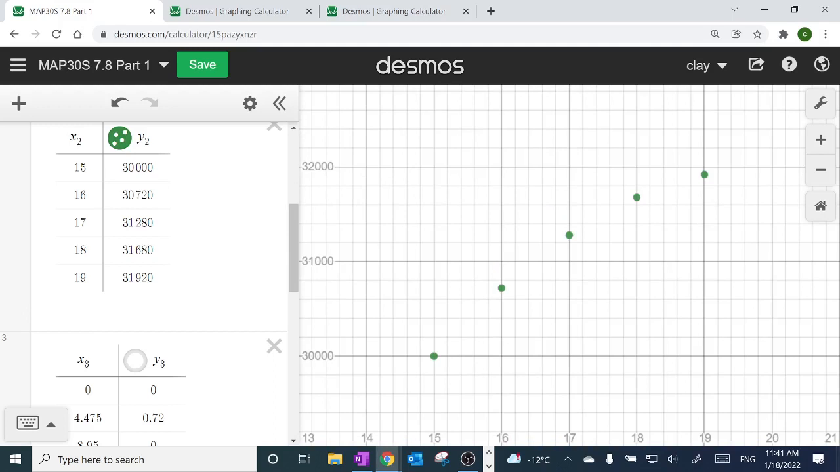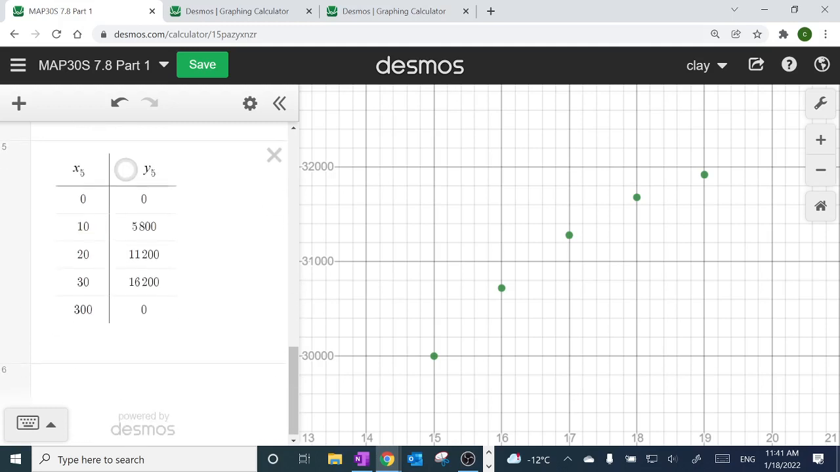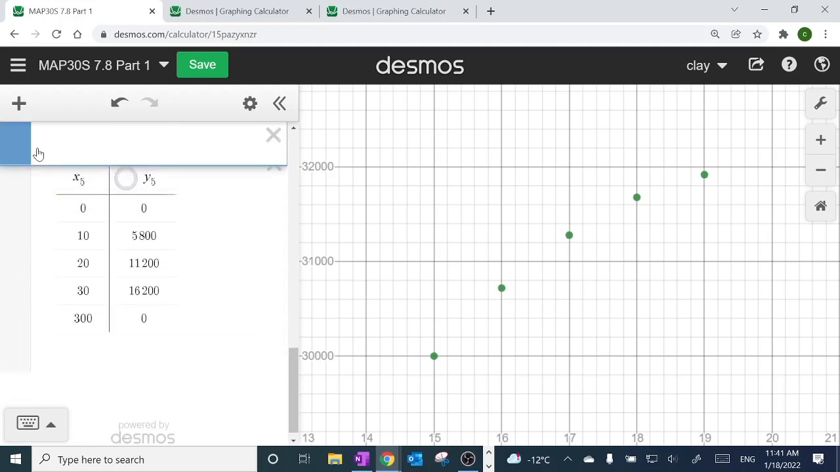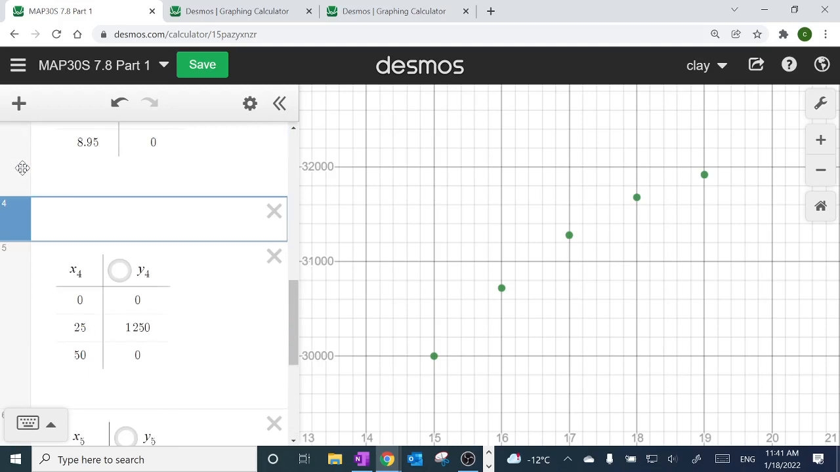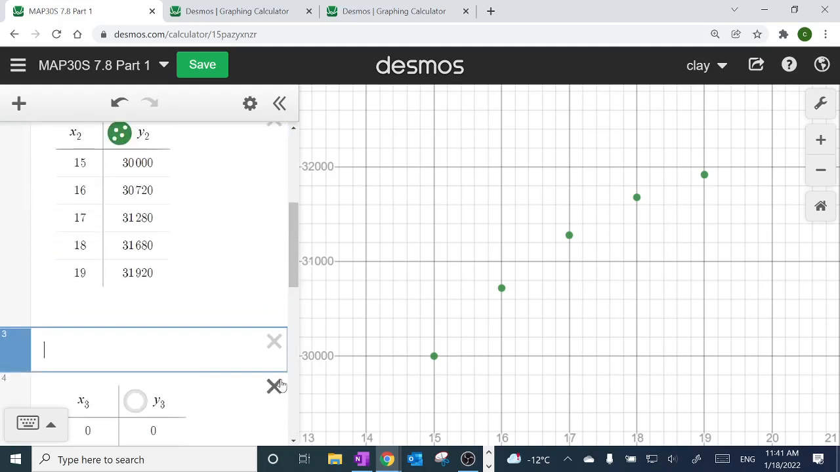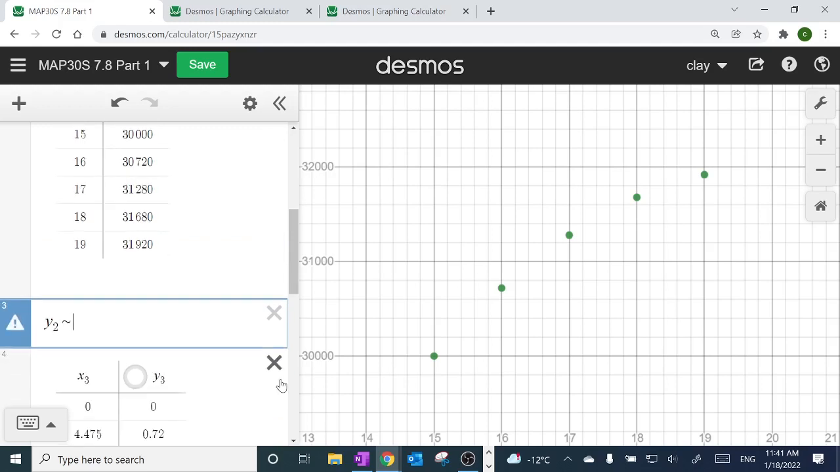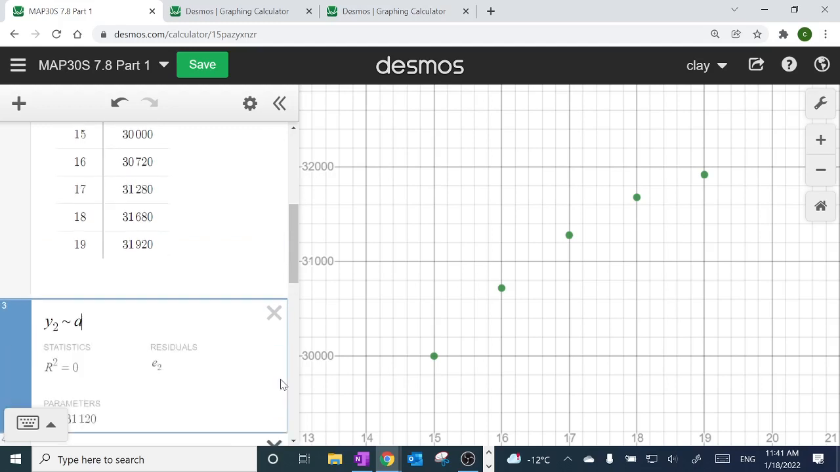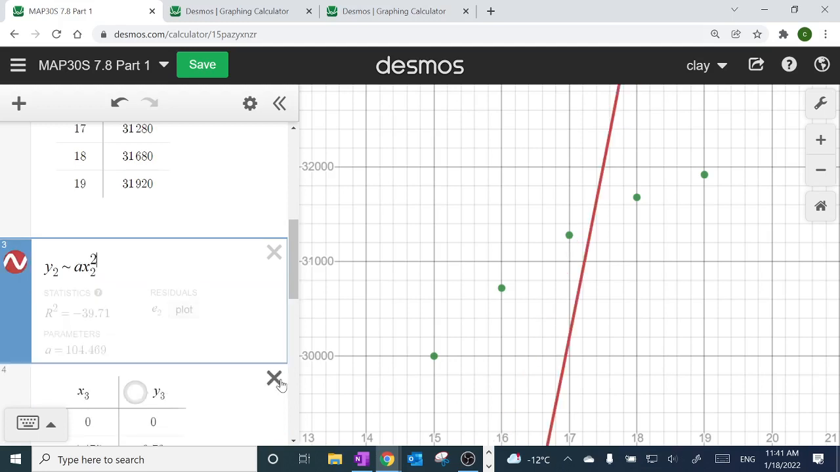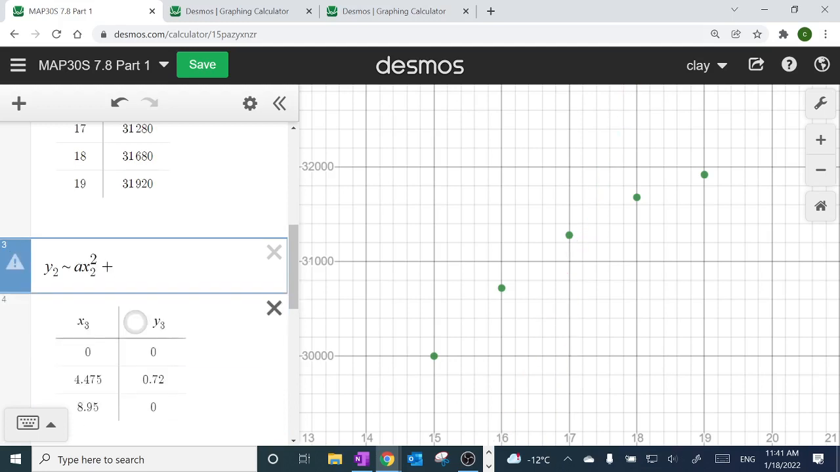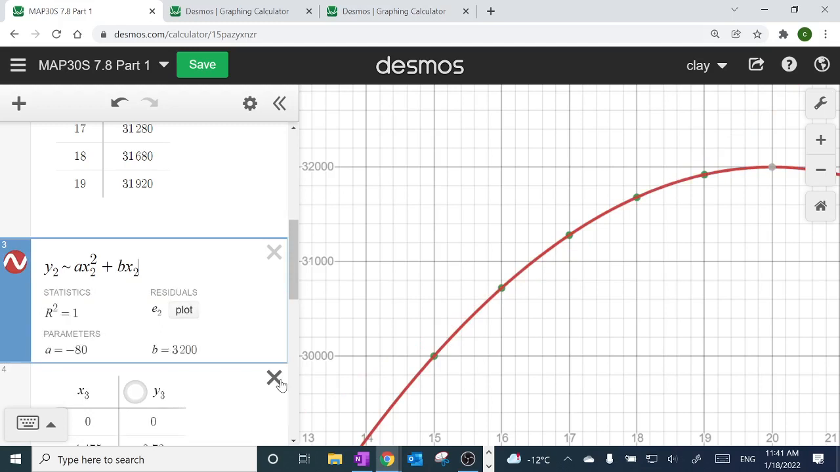So let's see if we can make this. Now, I have this as X2 and Y2. For you, it might be X3 and Y3. One way or the other, we're going to put in an equation. Let me move this up to where my data is. There we go. Okay, so I want Y2 is approximately AX2 squared plus BX2 plus C.